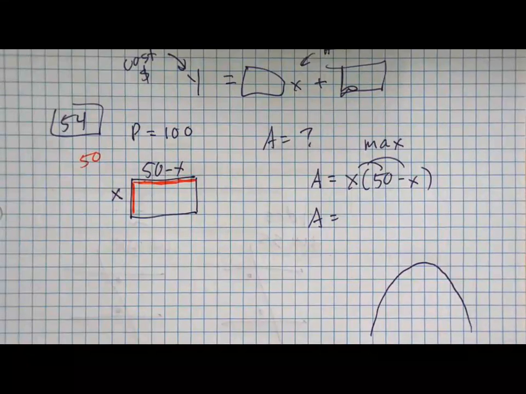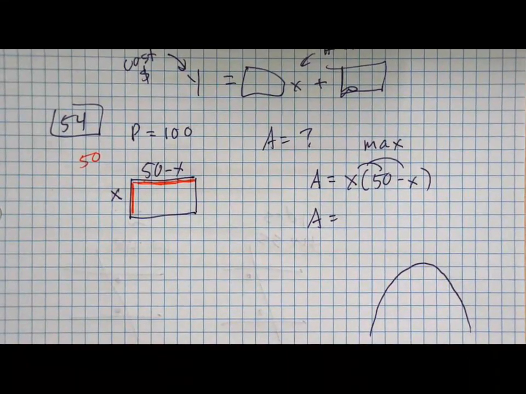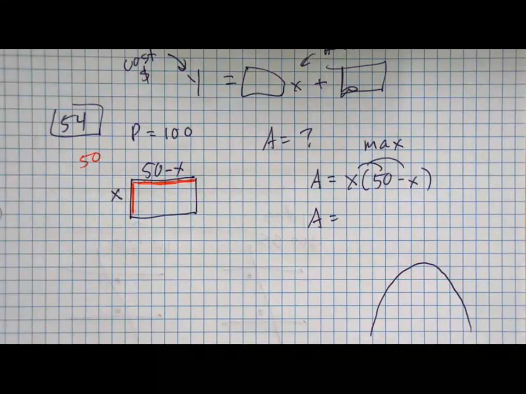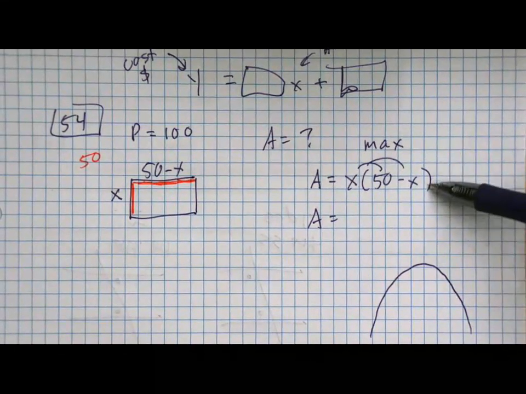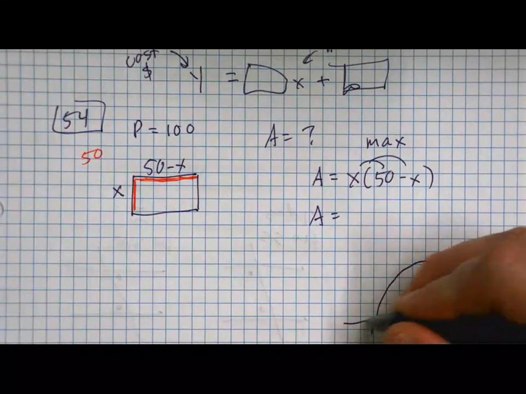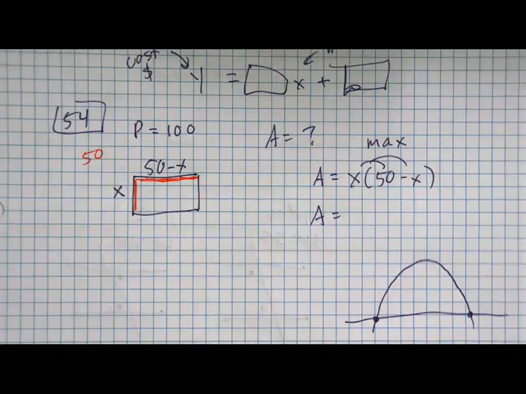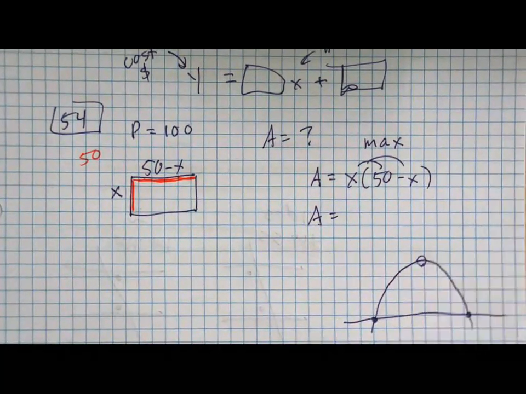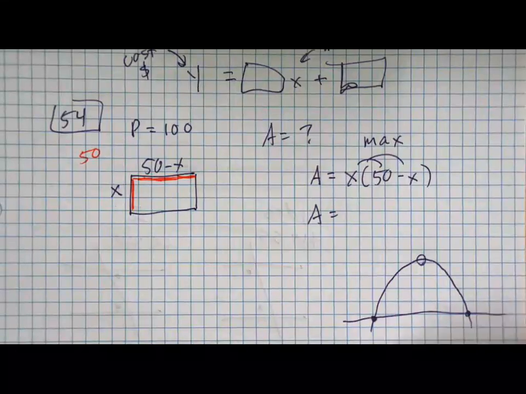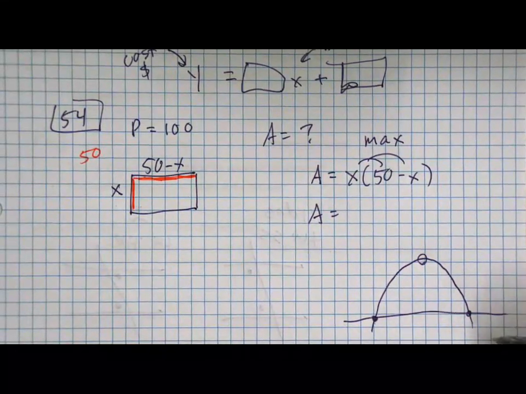You should know how to find the x-intercepts for that graph. You should feel confident doing that. Take this equation, set it equal to 0. That's going to tell you where your x-intercepts are. And once you find your x-intercepts, then figuring out this maximum point shouldn't be too difficult, because you know it's going to be halfway between these two things, right?